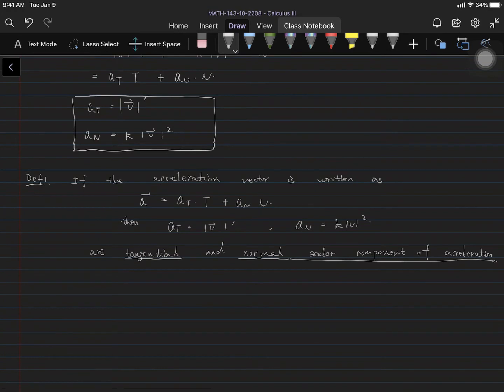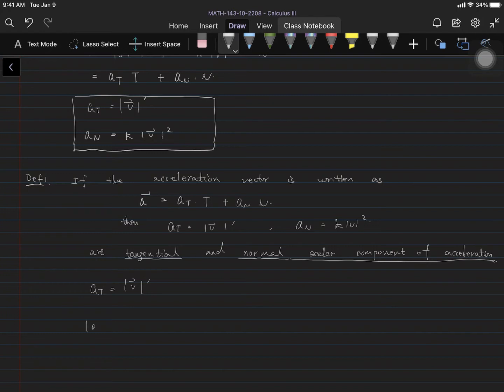Okay, so now if we look at the a_n and the a_t, the a_t is easy to calculate, because we can calculate the velocity and its length easily, and we can just take the derivative, right? But a_n looks complicated because we need to calculate curvature. That's a big calculation. But right now we have an easy formula for us to calculate a_n. So let's take a look. We're going to do it this way.